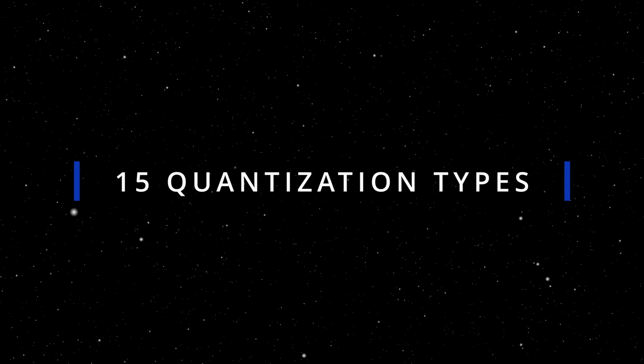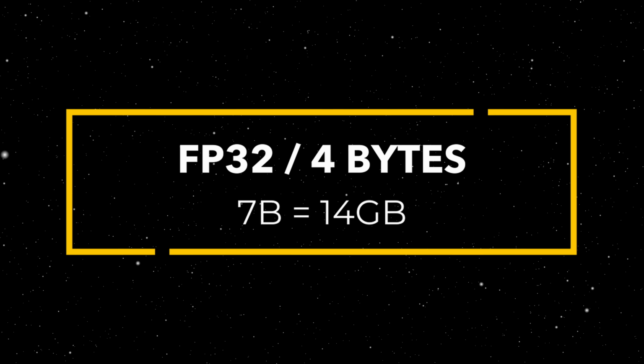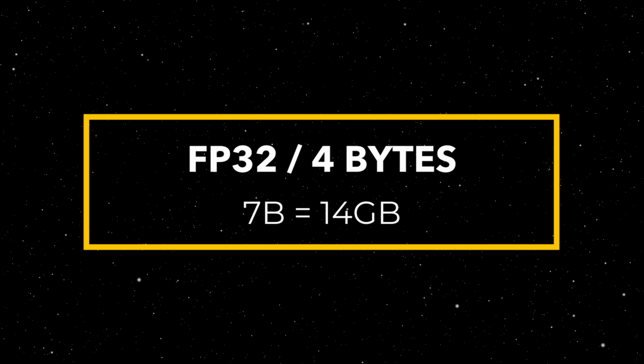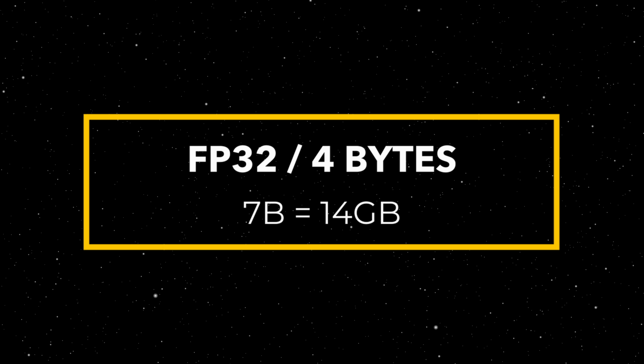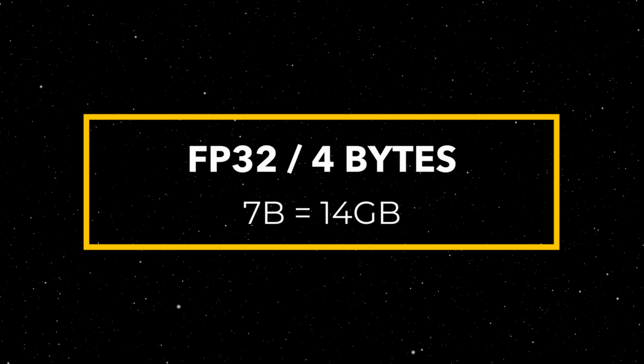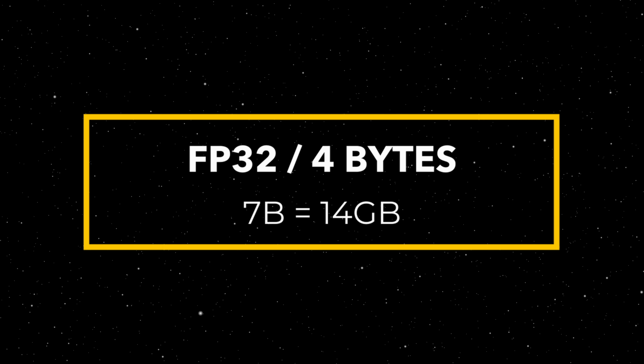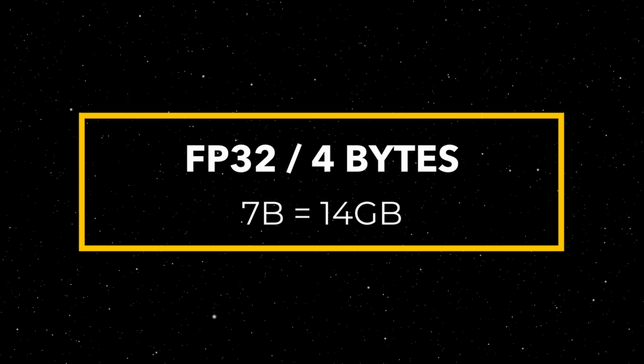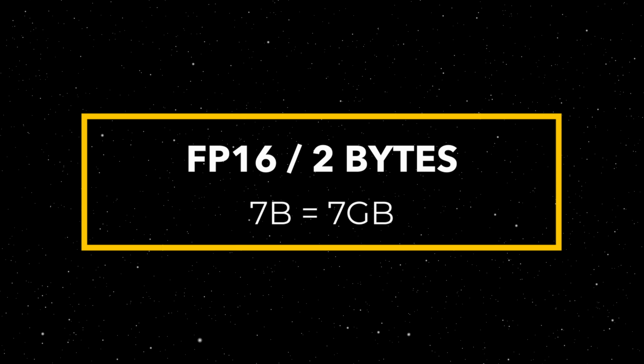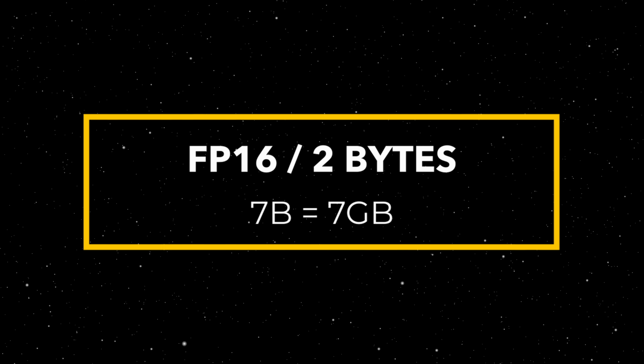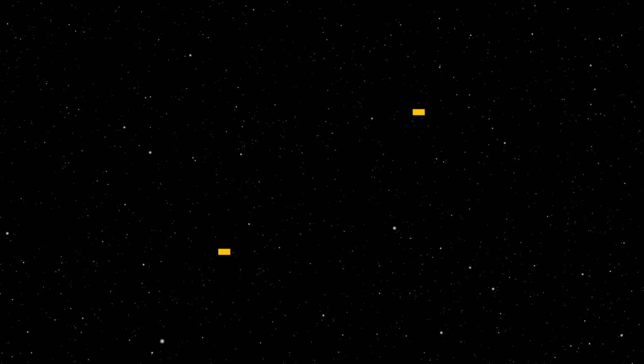GGUF supports 15 quantization types. They are FP32, or full precision, which is the 4 bytes per weight that I just mentioned. This is perfect quality, and for a 7 billion parameter model, it's going to be about 14 gigabytes. Then we get FP16, which is 2 bytes, so it's going to be half the size at 7 gigabytes.